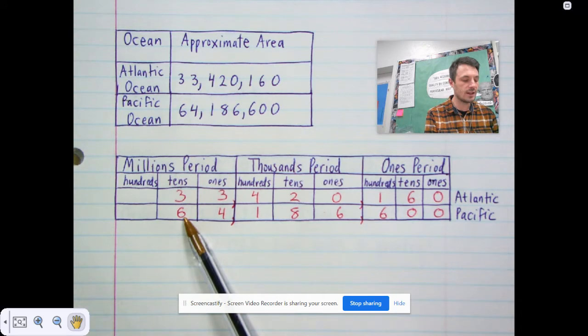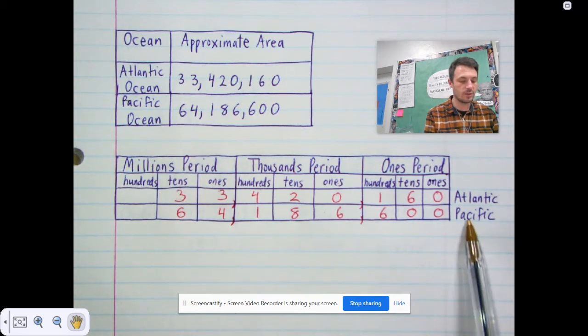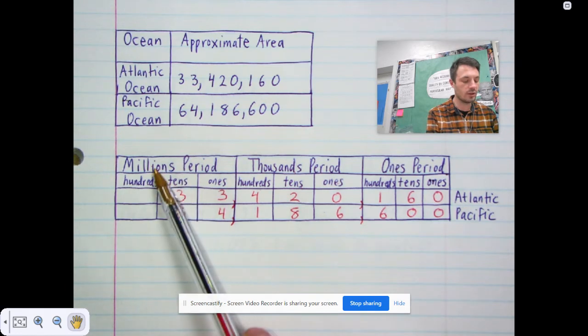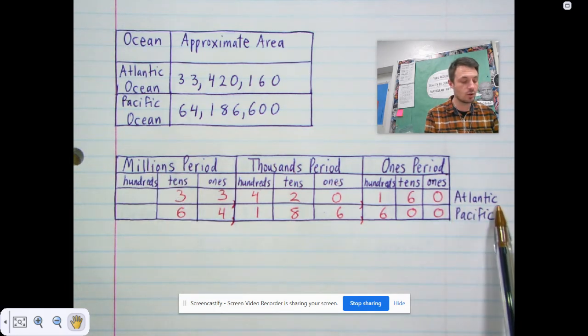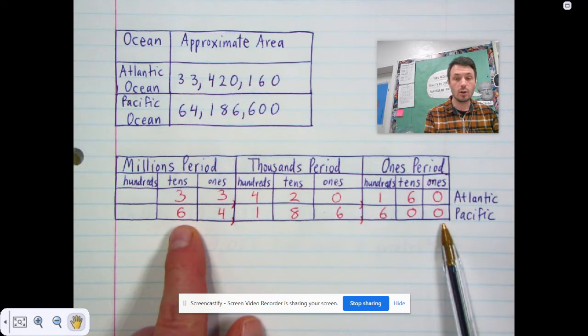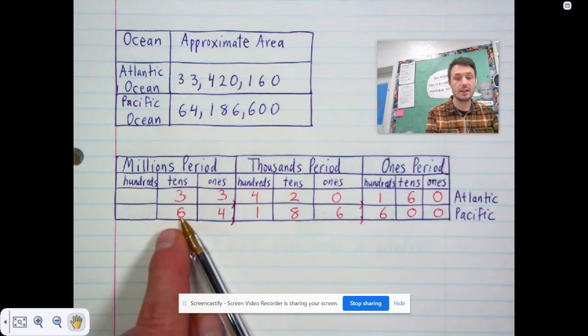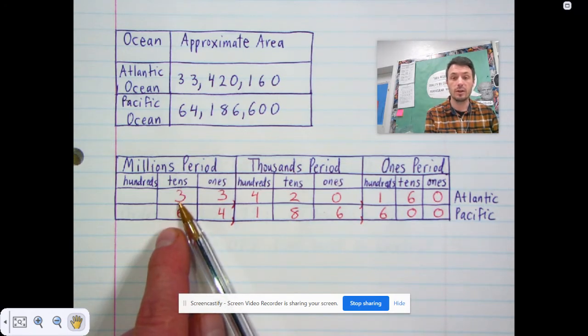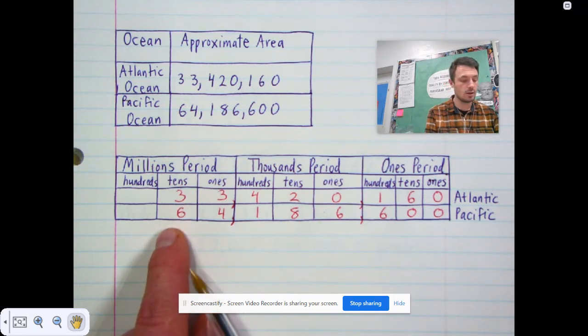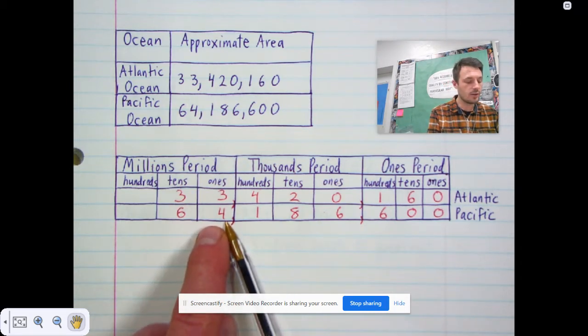So we can compare these really well now using this place value chart. We have a 6 in the 10 millions place for the Pacific Ocean and a 3 in the 10 millions place for the Atlantic Ocean. So that means the Pacific Ocean is a lot larger. Again, that 6 means 60 million because it's a 6 in the 10 millions place. And the 3 means 30 million because it's a 3 in the 10 millions place. And then comparing on this 4, although we don't have to keep comparing to know which number is larger.